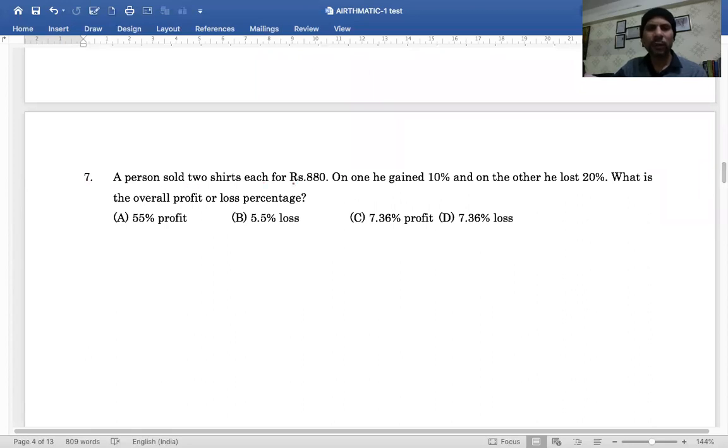A person sold 2 shirts each for rupees 880. On one he gained 10% and on the other he lost 20%. What is the overall profit or loss percentage? One thing we can do is calculate: selling at 880 with a profit of 10%, CP1 becomes 800 rupees, and we can calculate the CP2 of the second article, which was sold at a loss of 20% at rupees 880. CP becomes 1100.